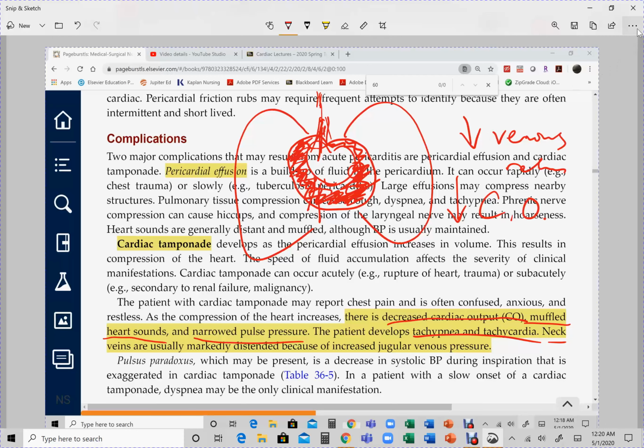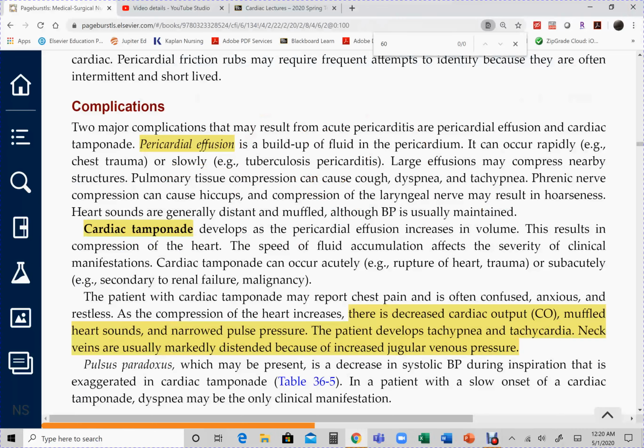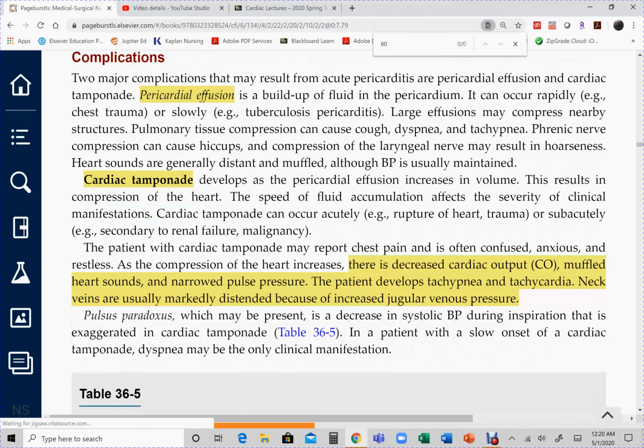Because there's nothing you can do. He has to drain that fluid. So cardiac tamponade is a life-threatening emergency. So again, this is likely to occur. Okay, so this is a complication though.